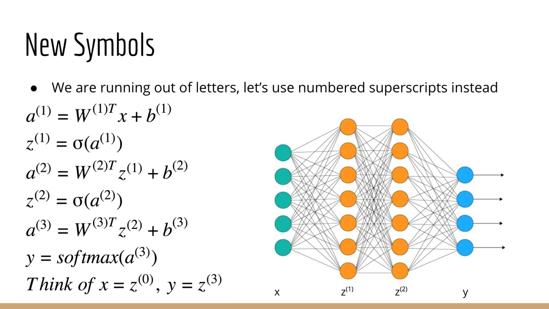So here we have 3 sets of weights, W1, B1, W2, B2, and W3, B3. We call the 2 hidden layer values Z1 and Z2, while the activations are A1, A2, and A3. You can even think of X as Z0 and Y as Z3 if you want, since it might help you follow the patterns more easily.